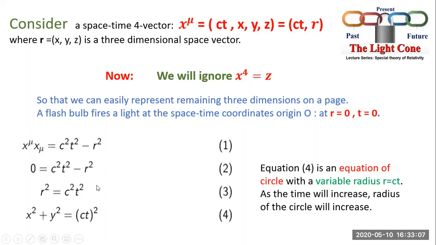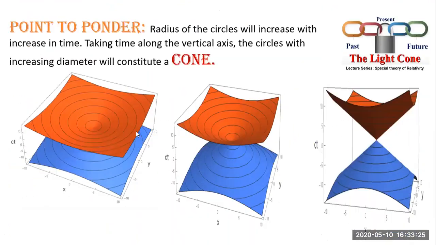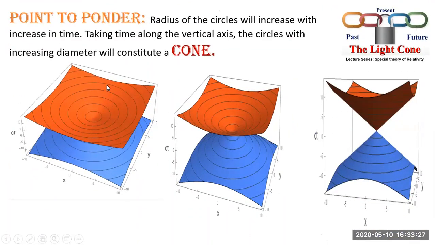On rearranging equation number 2, we will get equation number 3. And finally, equation number 4 is an equation of a circle with a variable radius r equals ct. Variable radius because as time increases, the radius of the circle will increase. An important point to keep in mind is that the radius of the circles will increase with increase in time. Taking time along the vertical axis, the circles with increasing diameter will constitute a cone.